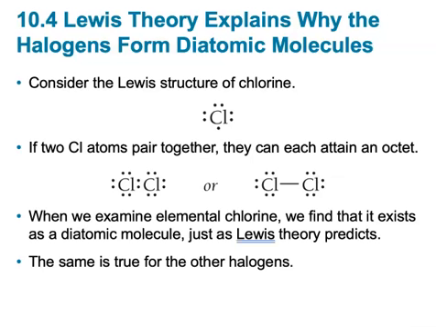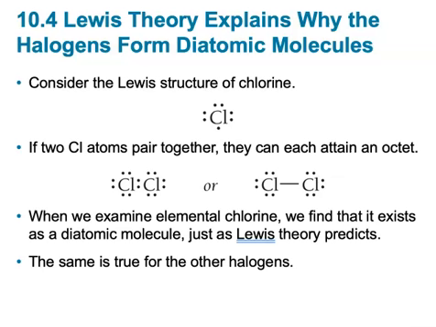We're going to take a quick moment to look at why the halogens form diatomic molecules. If we look at the Lewis structure for chlorine, we see that chlorine has 7 valence electrons. If 2 chlorine atoms pair together, they can each attain an octet. So if 2 chlorine atoms pair up, we can share a bonding pair of electrons back and forth between both chlorine atoms. This forms a single bond between the 2 atoms to form a diatomic molecule.